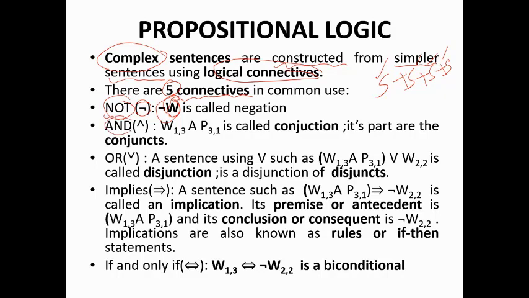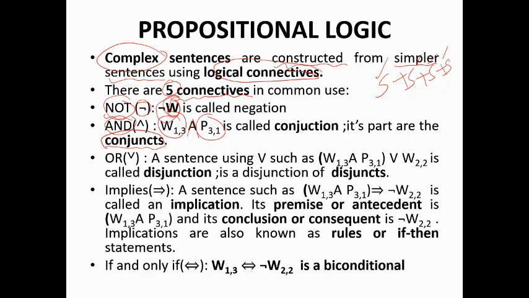And let's go to another simple one, and. The and is used to combine two sentences, and it follows Boolean algebra in the same way. For example, there are two sentences, W13 and P31. So W13 and P31. It's called conjunction, or and. The parts are conjuncts.